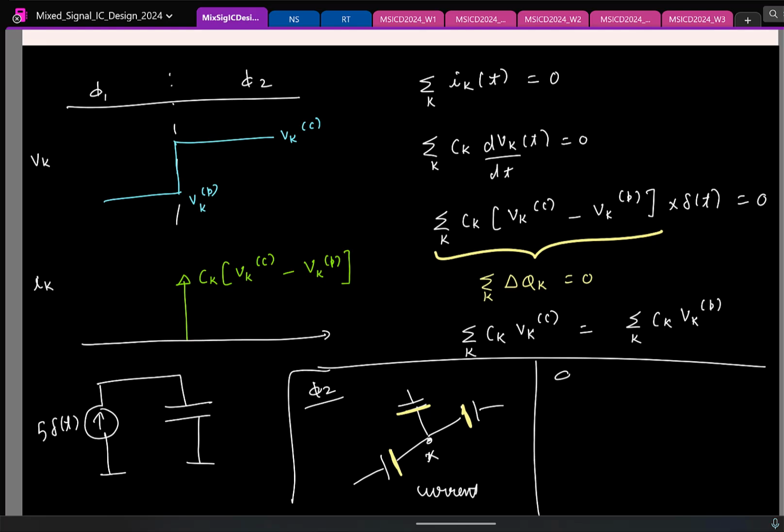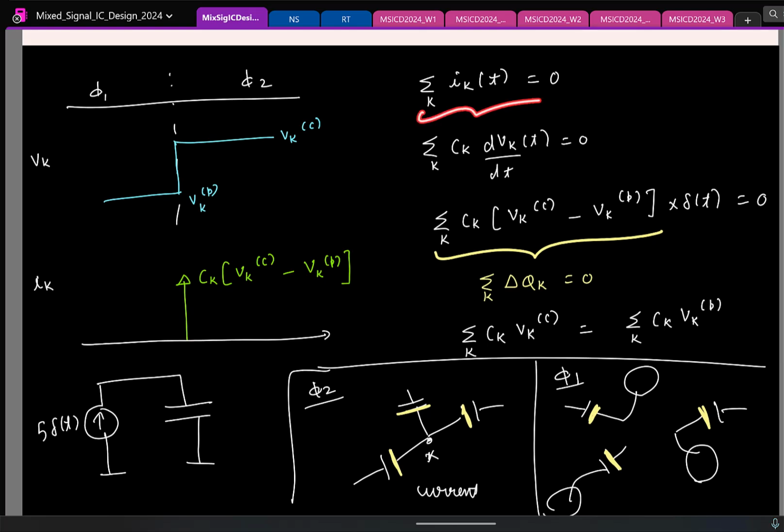You equate it to the charges stored on the same plates in the previous clock phase. In the previous clock phase, the connection can be completely different. Let us say this capacitor is connected to something, this one is connected to something else, and this one is connected to something, I don't know. But still you go and look at the charges stored on the same plates. Is that clear? Again, if you are confused, resort to KCL, summation of the current is 0. That is basically saying delta Q flowing in each of these branches is 0, and that should get you home safely. Right?